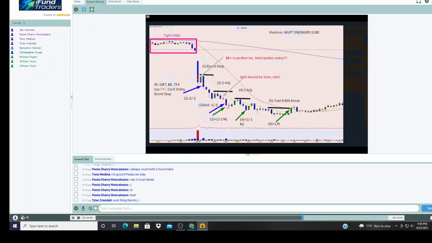Okay, and I see a stop adjustment here, like this on the add. Well, we don't really have a pullback here, right? This is not really a pullback, so I cannot agree to that either. I don't see this stop adjustment. It's just too early.